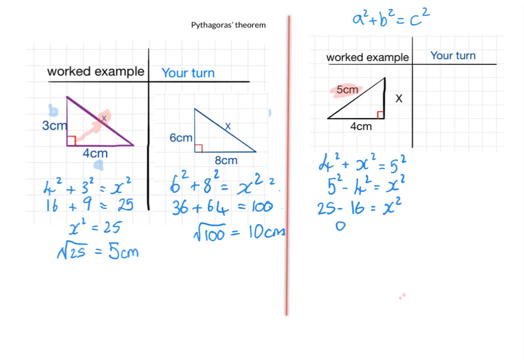And then I can do that subtraction then. 25 minus 16 is 9. That is not my overall answer because I haven't square rooted. The square root of 9 is 3. So x is equal to 3 centimetres.